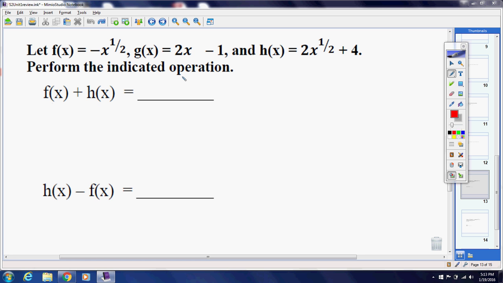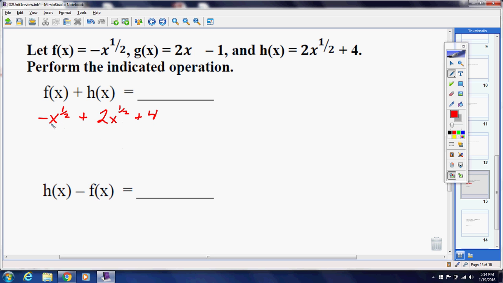So f of x, what does f of x equal? It's right up here. f of x equals negative x to the 1/2. So I will just plug that in for f of x, negative x to the 1/2, and then add to that h of x. h of x is 2x to the 1/2 plus 4. All right, then combine like terms.